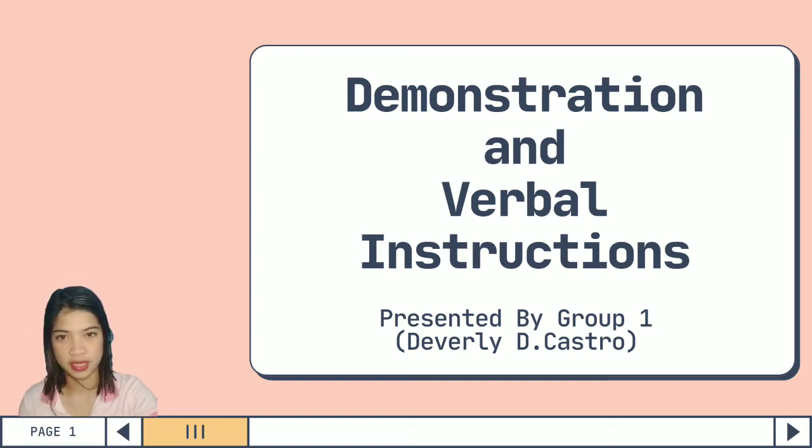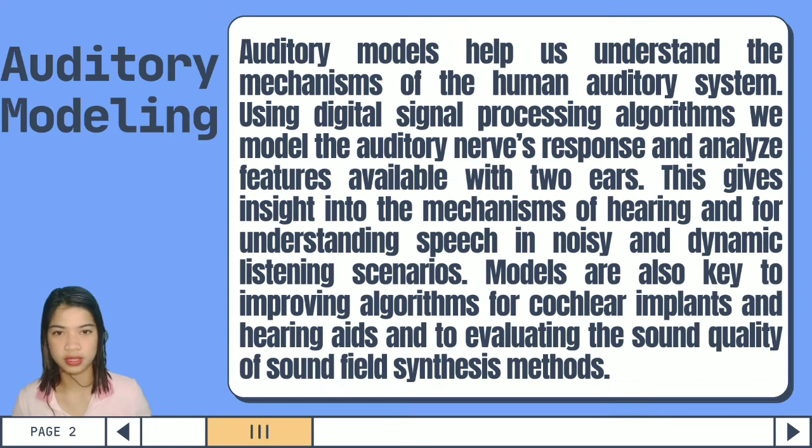Audio modeling. Auditory models help us understand the mechanism of the human auditory system. By using digital signal processing algorithms, we model the auditory nerve responses to the features available with two ears.